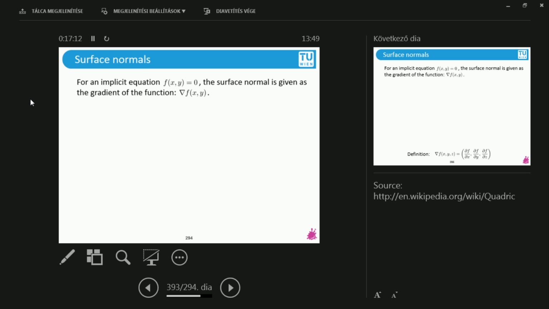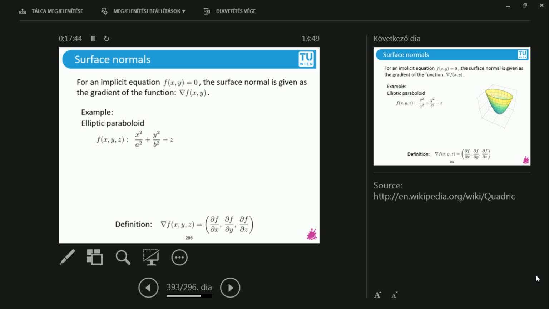So surface normals. I have an implicit equation, f of x, y equals 0. I would like to know the normals of this surface, how to construct the normal. Well, the normal is given by the gradient of the function, and just a quick reminder, the gradient of the function, this is a 3D function of x, y, z, and the gradient on every coordinate gives you the derivative of the function with respect to a given coordinate.